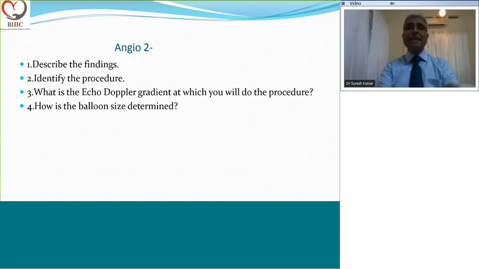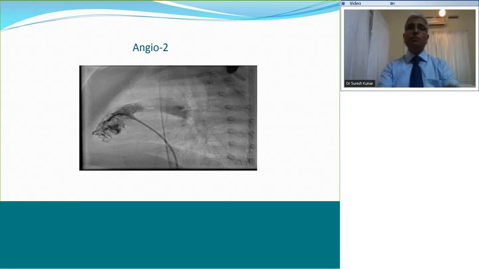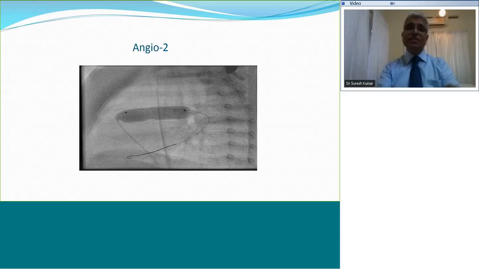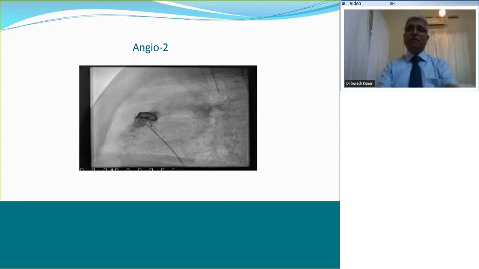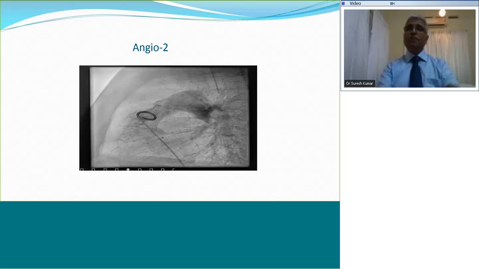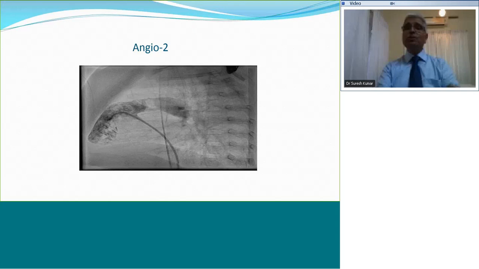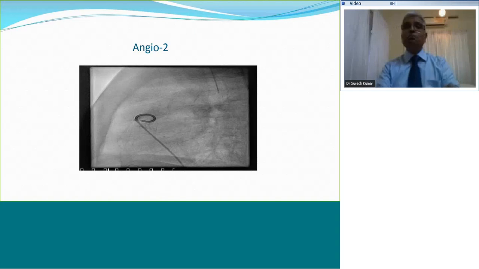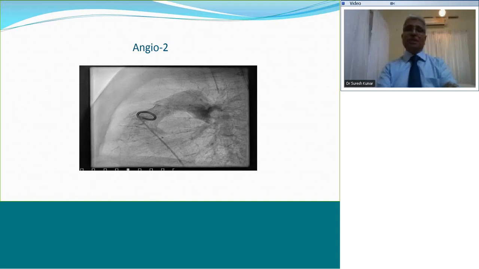You should tell me what the procedure is, and then I will ask the questions 3 and 4. These are 3 clips which have been joined together to make one movie. Please tell me first whether this is clear for you. Okay, good. So there are 3 components to the movie that you are seeing. The first is pre-procedure. The second, you can obviously see a balloon. And the third is post-procedure. Tell me what is it that you are seeing.